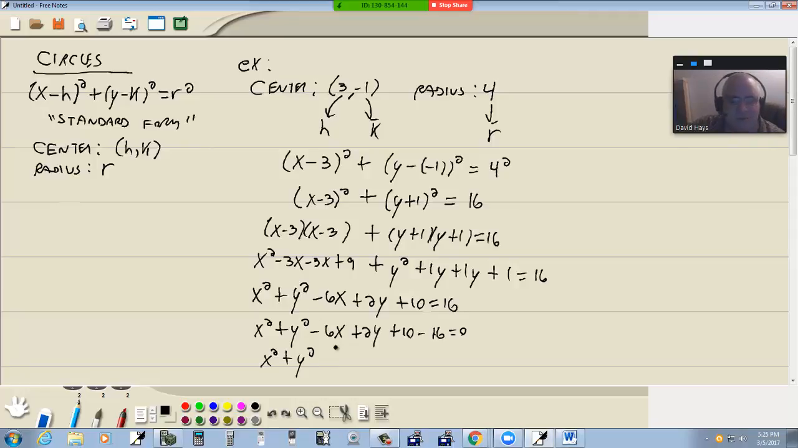So we've got x squared plus y squared minus 6x plus 2y, and 10 minus 16 is negative 6, equals 0. There's different variations of general form. Like I said, some have the number on the right side. Some claim you cannot have any number in front of your x squared and y squared. And then some claim that you can't have any fractions. It'd be nice if there was one standard definition of what is standard form or general form, but unfortunately there isn't. Now standard form is a lot more consistent.